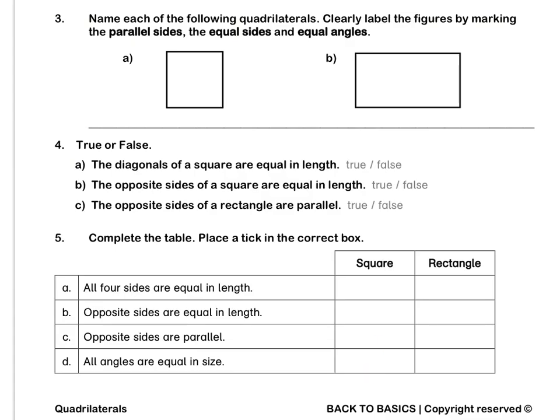Let's look at the square. A. All four sides are equal in length. That is true. B. Opposite sides are equal in length. If all four sides are equal, that means that opposite sides have to be equal. C. Opposite sides are parallel. We know that that is true. And finally D. All angles are equal in size. That is true, they are all right angles. Pause this video to complete question 5.